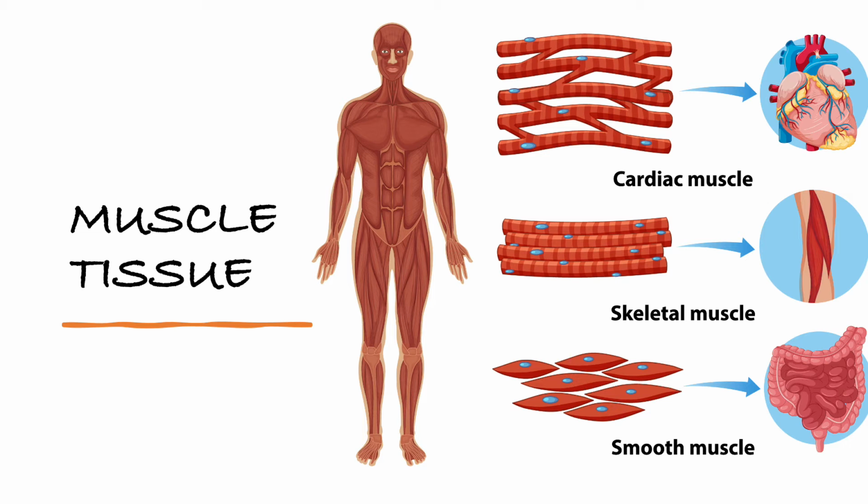Hello everyone, welcome back. Today I'm going to be talking about the muscle tissue, the second basic tissue of the human body. In the muscle tissue, we have three types: the cardiac muscle tissue, skeletal muscle tissue, and the smooth muscle tissue.